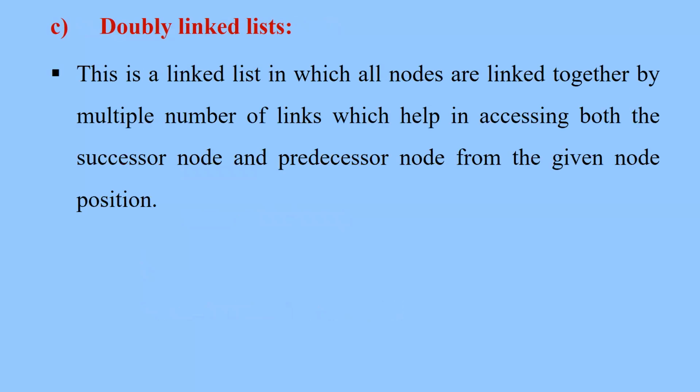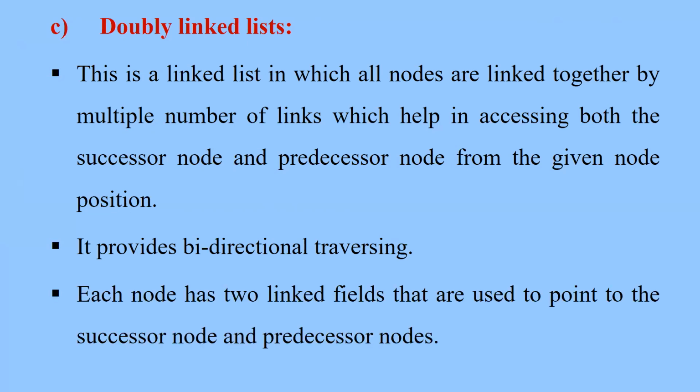Let's now look at doubly linked lists. This is a linked list in which all nodes are linked together by multiple links, which help in accessing both the successor node and the predecessor node from a given node position. It provides bidirectional traversing. Each node has two linked fields that are used to point to the next successor node and the predecessor node. It is diagrammatically represented as follows.